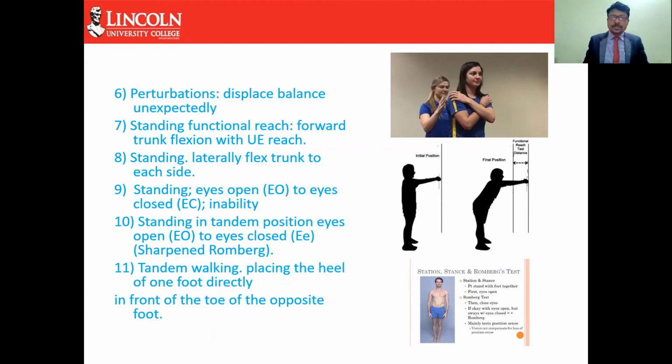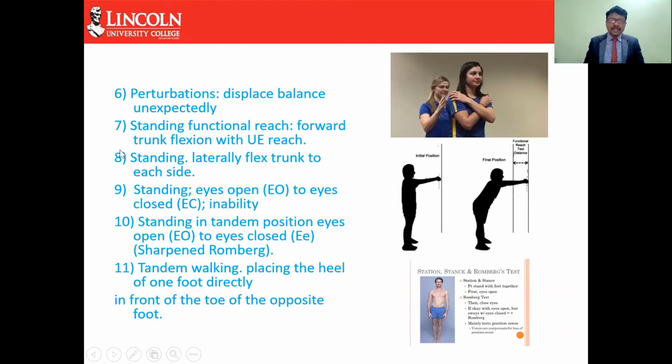In the standing functional reach positions, we have to do forward trunk flexion with upper extremity reach. The patient should be standing in the neutral initial position. Ask them to lean forward and try to reach a task, like a point or any color. If they reach there, we have to check how balanced they are. Is there any change in the balance? Is there any abnormality in the body posture, or shuffling, shivering, or tremors? We have to identify this during standing functional reaching.